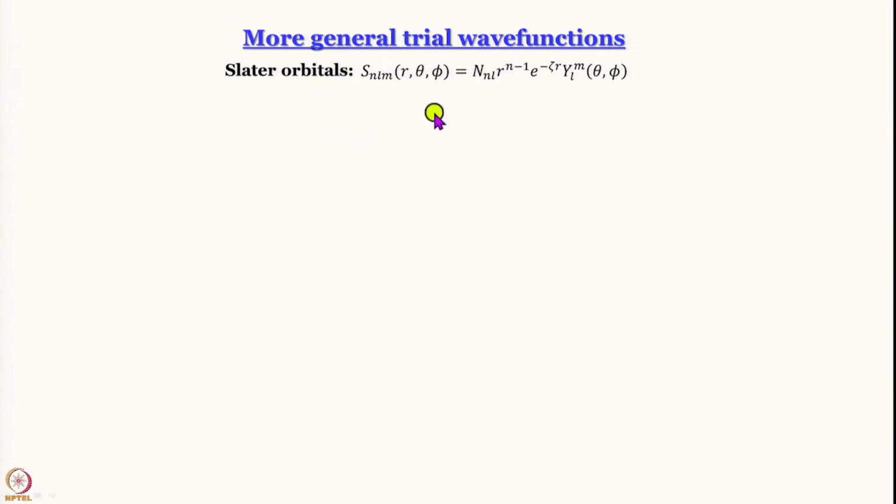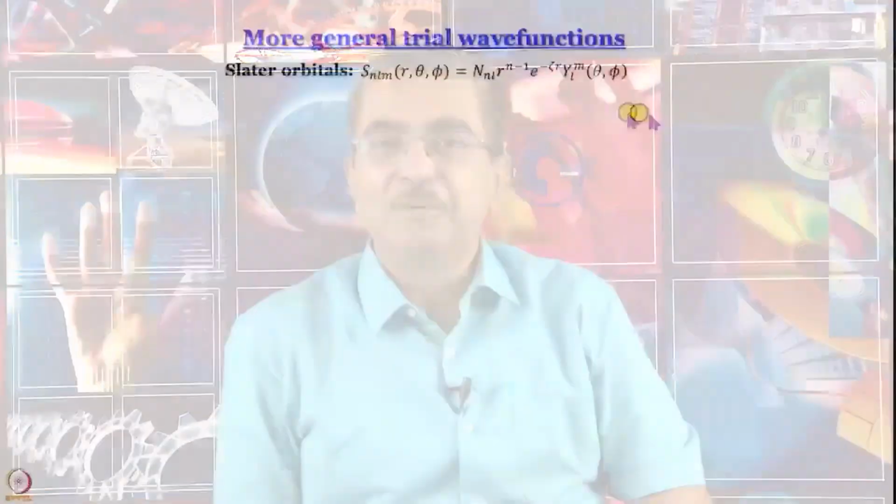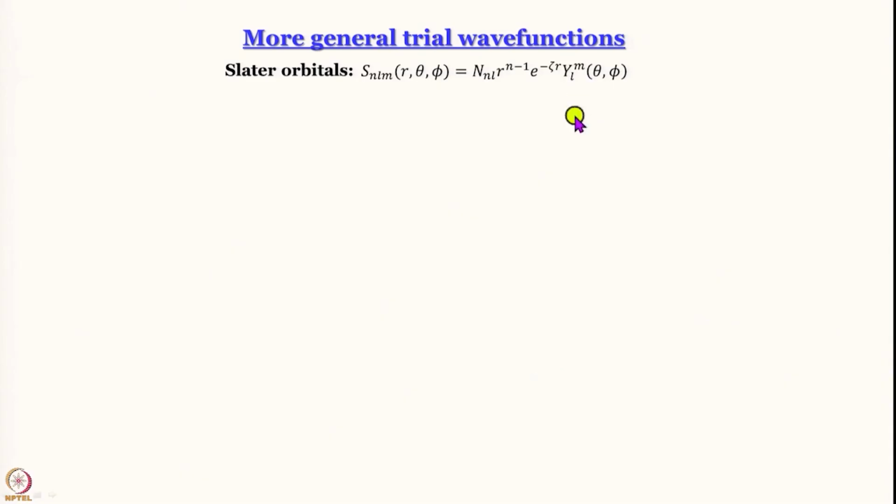The expression for the Slater orbital is the normalization constant, which is a function of n and zeta, multiplied by r to the power n minus 1, very similar to what we had for hydrogen atom wave functions, multiplied by, I will read the last factor first, Y l m of theta and phi. This is familiar to us, the angular part of the wave function, the form might be different, that we will see. And the second factor is e to the power minus zeta r.